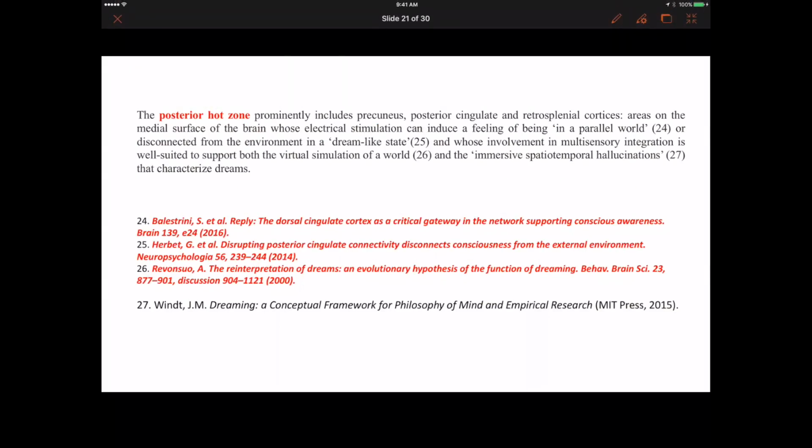So this posterior hot zone then includes a number of regions which have prominently featured in other lectures we have had, including the precuneus, the posterior cingulate, and the retrosplenial cortices. These are areas in the medial surface of the brain that, when they are stimulated in patients undergoing neurosurgery, are often associated with feelings of being in a parallel world or disconnected from the environment in a, quote, dreamlike state, and whose involvement in multisensory integration is well suited to support both the virtual simulation of a world and the immersive spatio-temporal hallucinations that characterize dreams.